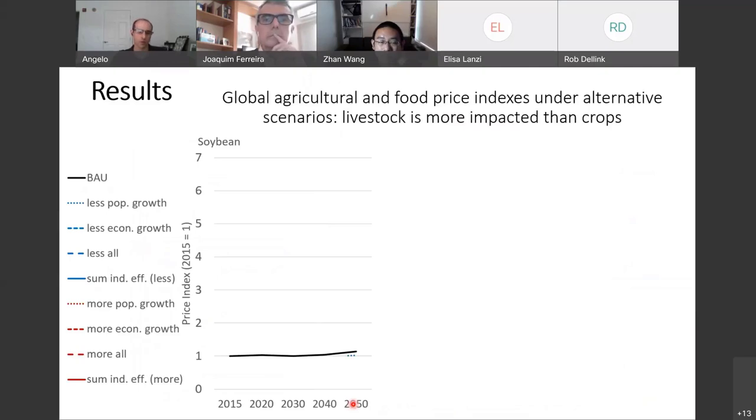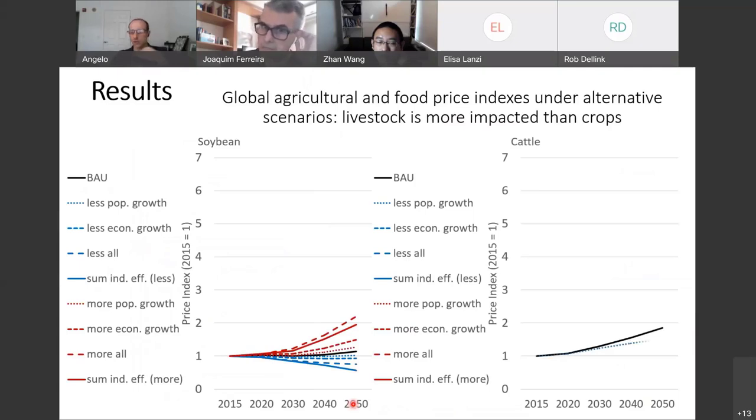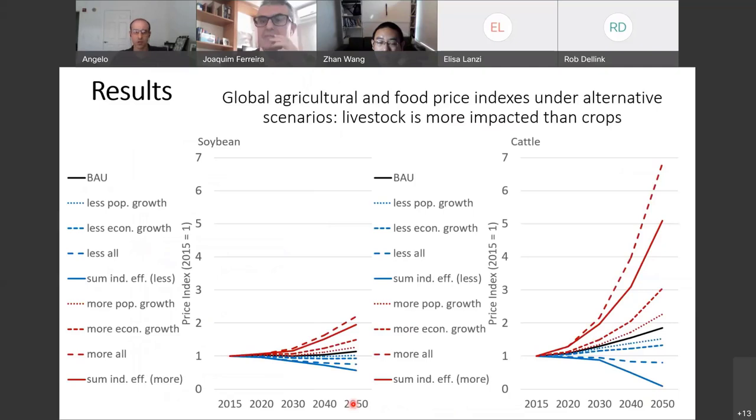Of course, we can talk about price. The model can capture price, and it's something that the environmental models cannot do, and they like to see those kinds of features. And the message here is very straightforward. If we have higher pressures on land use change, we have higher prices on agriculture goods. But those prices increase much more in the livestock sector than in the crop sector.